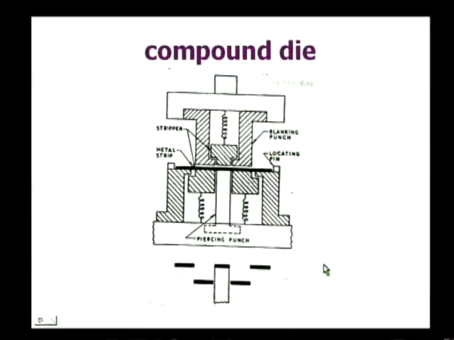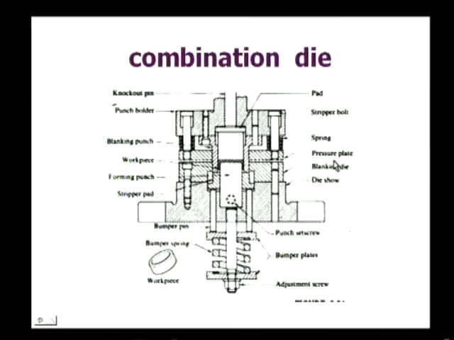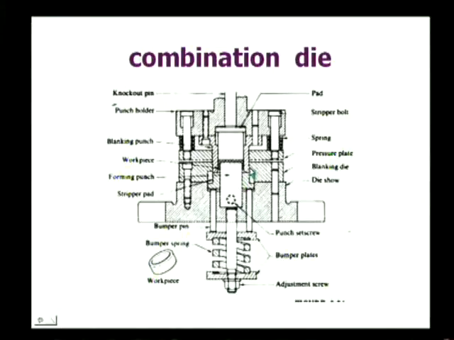Now, another diagram of the compound die can be shown. This is a combination die. A combination die differs from a compound die, in that not only the cutting operations, but also the forming operations can be carried out on the combination die. The name itself indicates that both cutting and forming operations can be combined together.